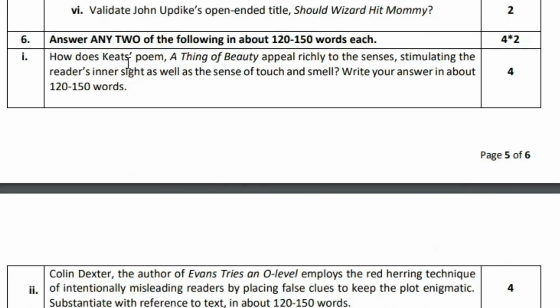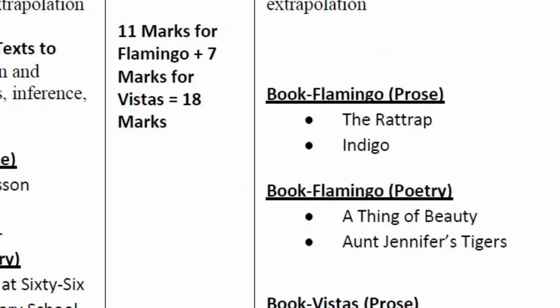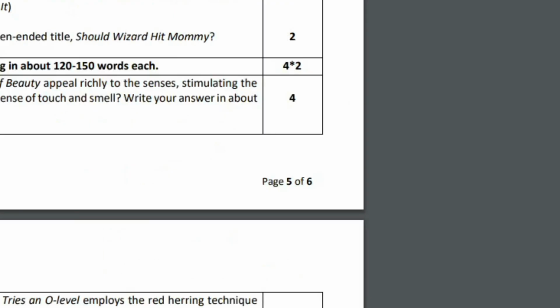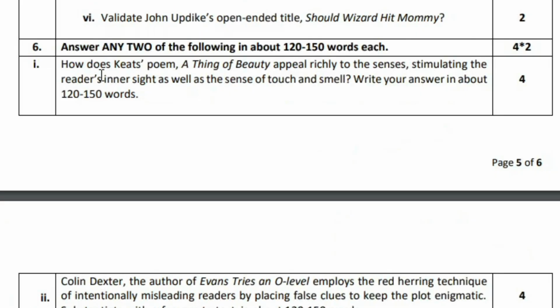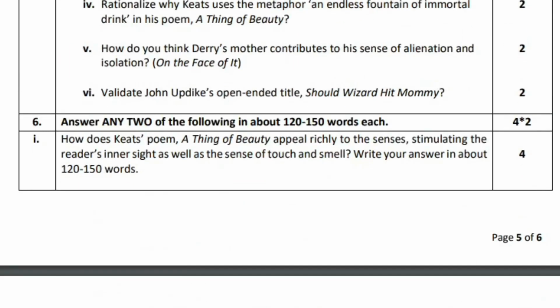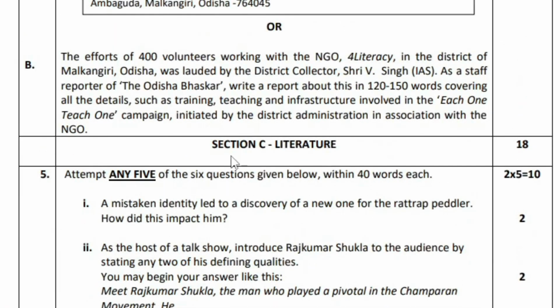Now let us go to question number 6. It is given in the pattern: 11 marks from Flamingo, 7 marks for Vistas, so total 18 marks. So let us see how CBSE has structured this question. They have given: answer any two of the following in about 120 to 150 words each, and each contains 4 marks. 4 plus 4 means 8 marks. So this section has 10 marks and this question number 6 is for 8 marks, so total 18 marks.